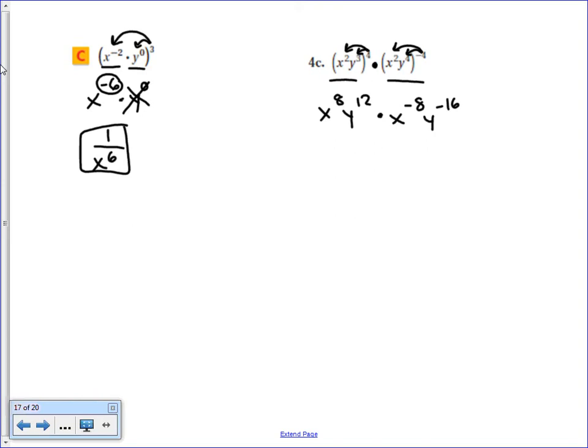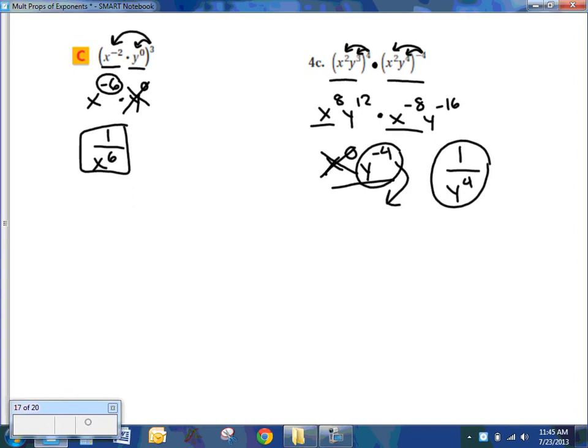But now what you're going to actually do in these problems is go back to what we did at the beginning of the video and use multiplication properties of exponents. So I can bring the x to the 8th and the x to the negative 8th together to give me an x to the 0, and then y to the 12th and y to the negative 16th will give me a y to the negative 4th. So once again, the x to the 0 is going to cancel out, and I have a y to the negative 4th. Got to move that to the bottom. So 1 over y to the 4th will be my answer for that one.